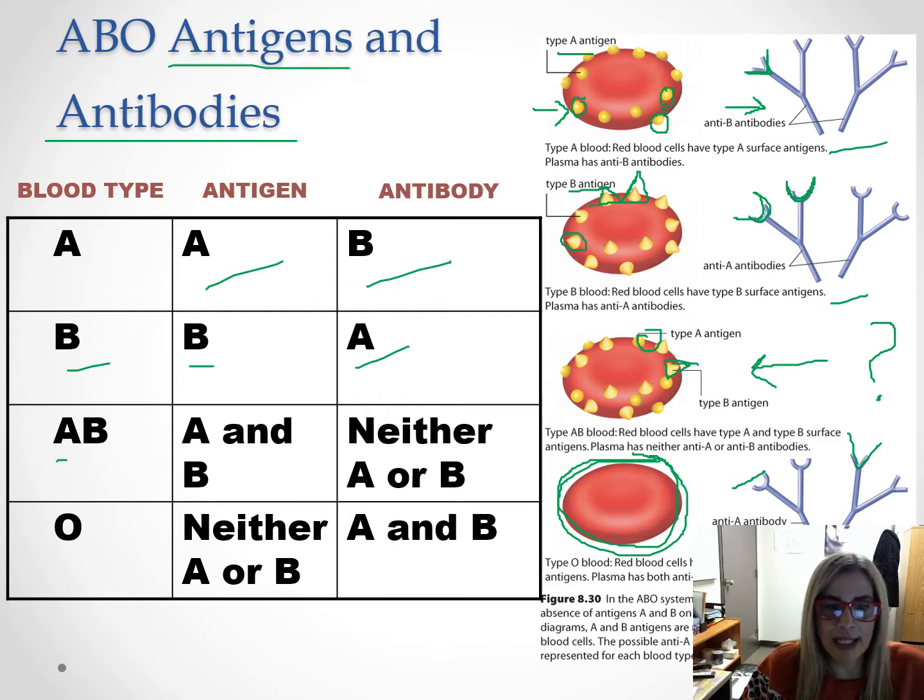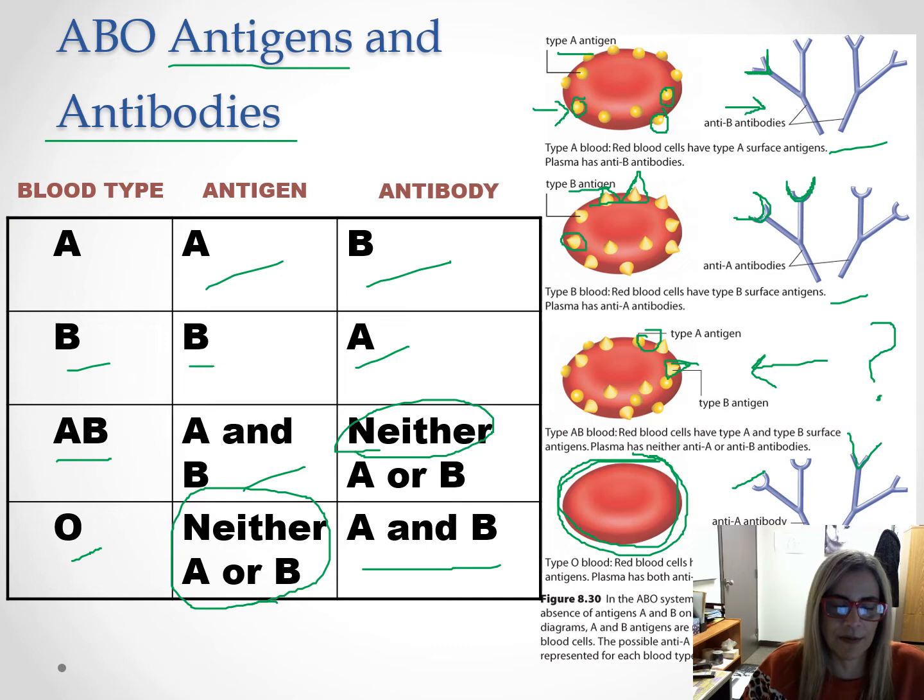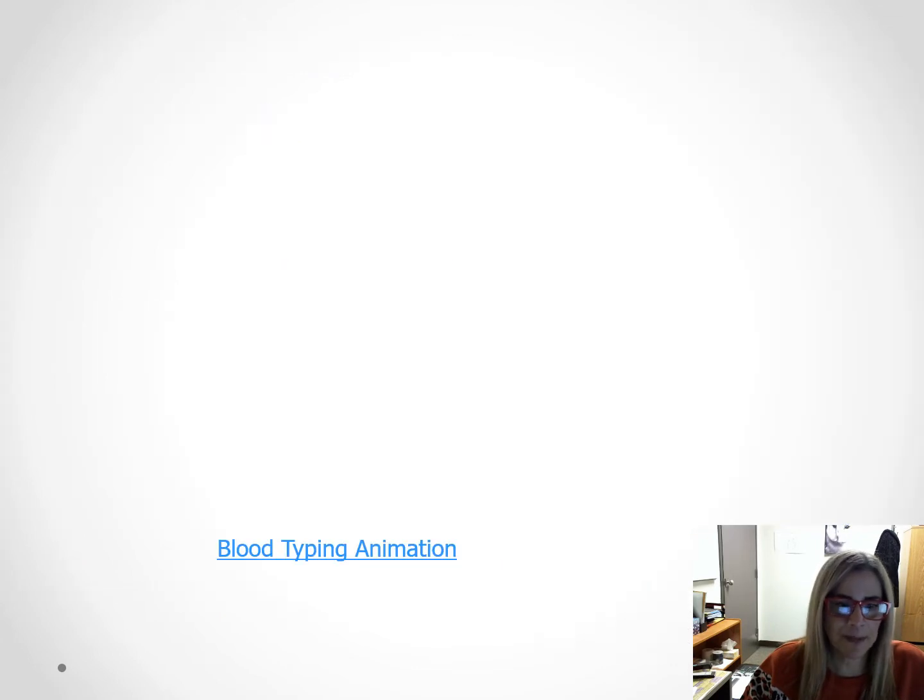A person who has AB blood has both antigens, so it's not going to make A or B antibodies. And notice that a person with type O blood, again, they have neither antigen, they don't have the A or the B protein, and therefore they will have both antibodies. So that's kind of the foundational concept when it comes to understanding the difference between antigens and antibodies.